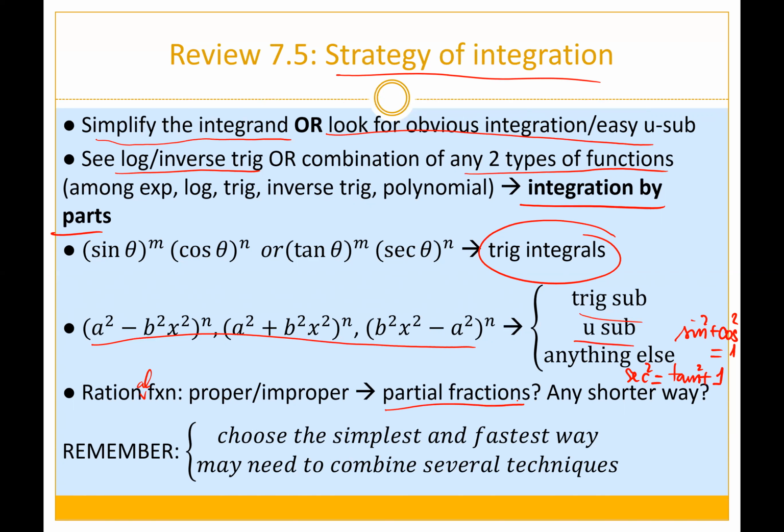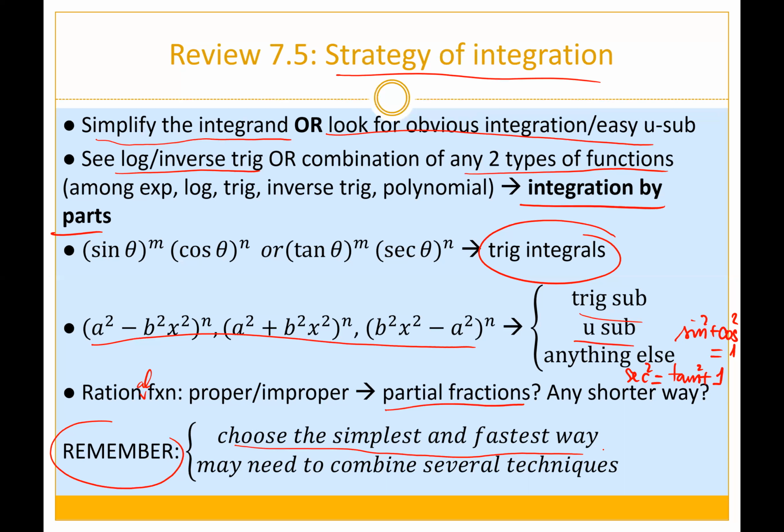So in some cases, if you first think of partial fractions, you should also think, okay, is there any other shorter way to do it? Because dealing with algebra is not hard but kind of annoying, and you can easily make mistakes if you're not a very good bookkeeper. So be careful with that, and I'll show that in the example. You can also see that in my practice problems, where in some cases partial fraction is not the best way to solve it. One thing to always remember: choose the simplest and fastest way.